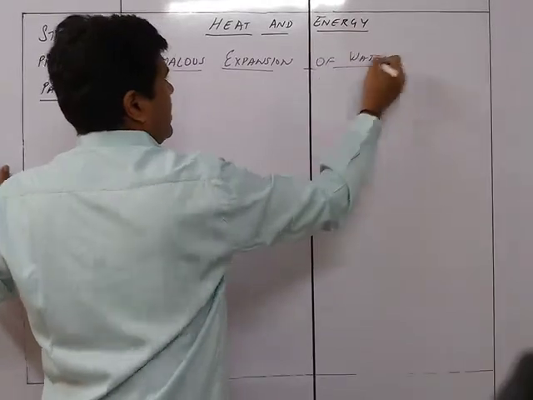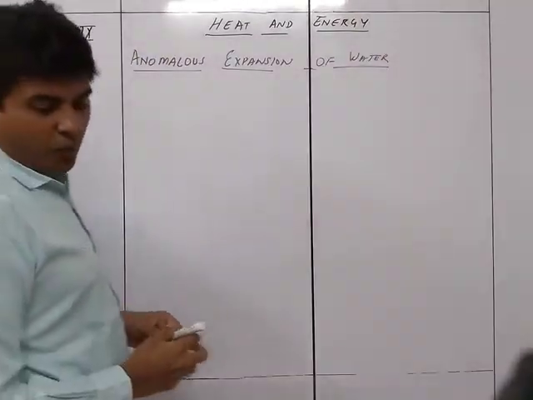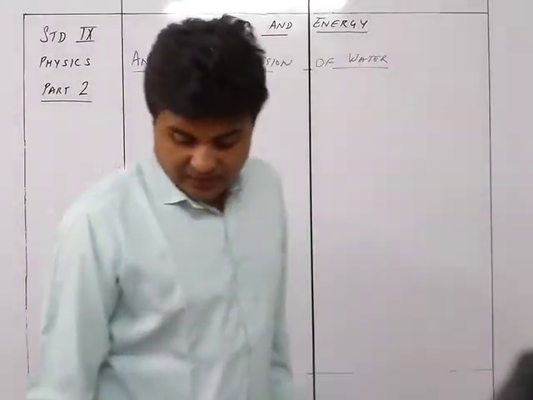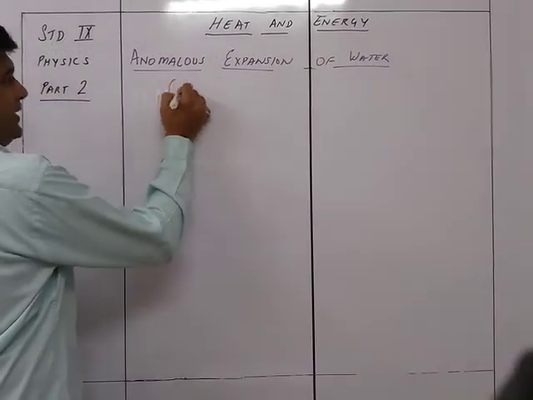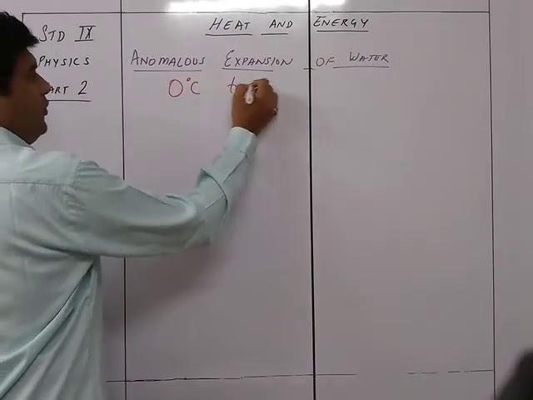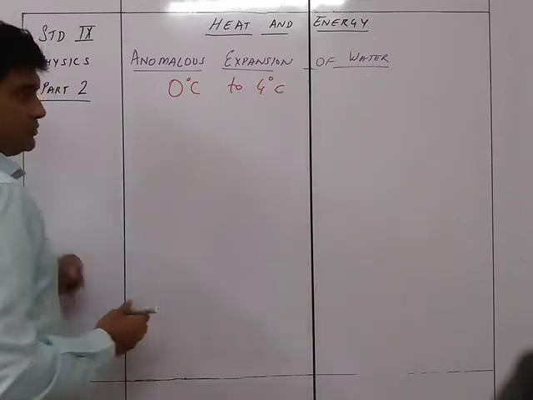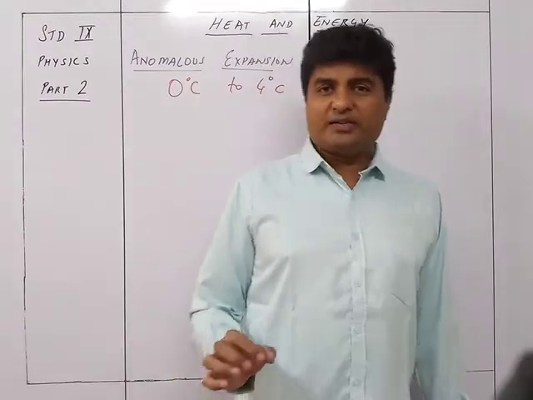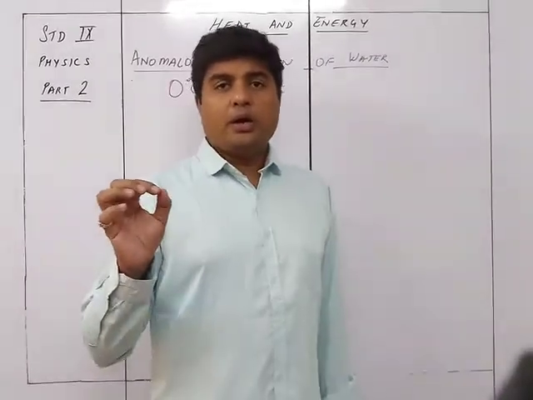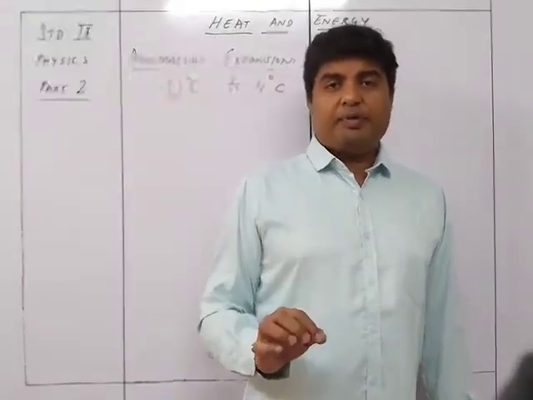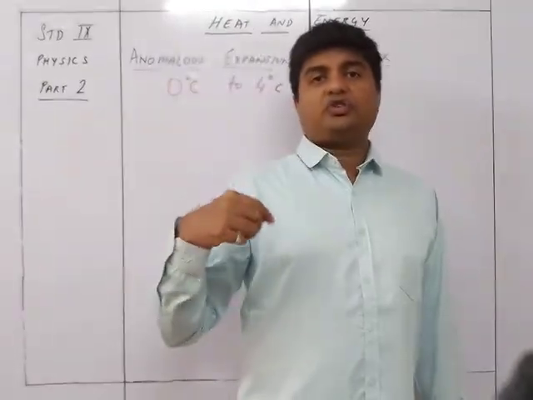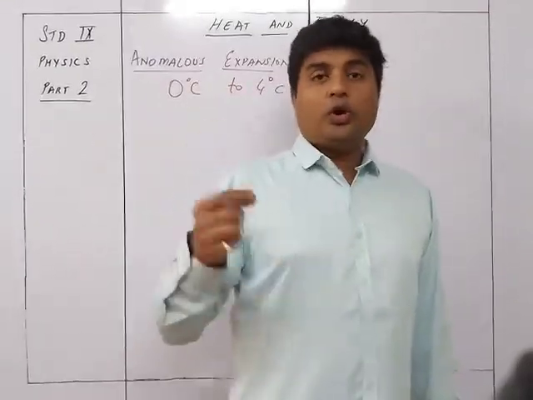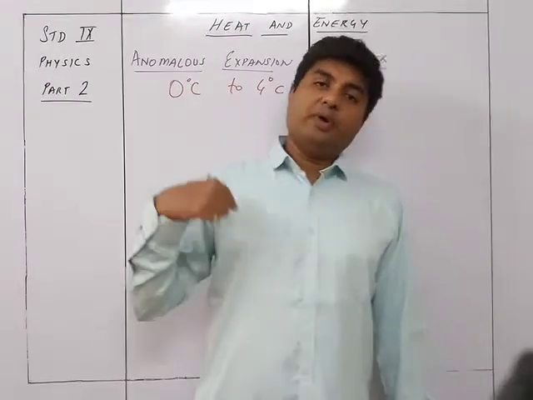Okay, so it is anomalous expansion of water. That is between 0 degree Celsius to 4 degree Celsius. Water between 0 degree Celsius to 4 degree Celsius is going to behave abnormally. That means on heating it should expand, but no, it will not expand but contract. On cooling it should contract, but it will expand.